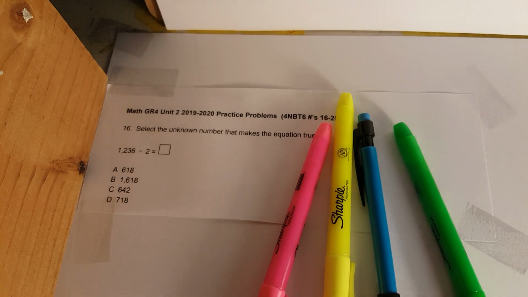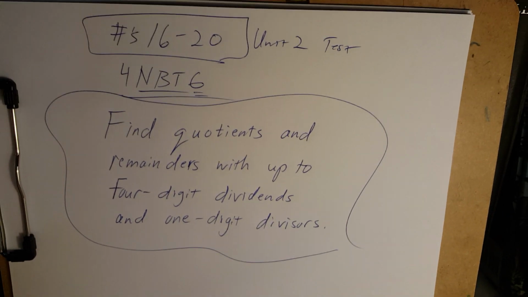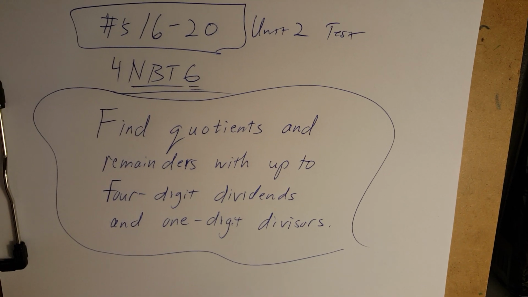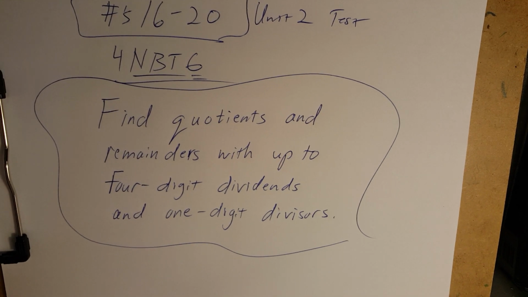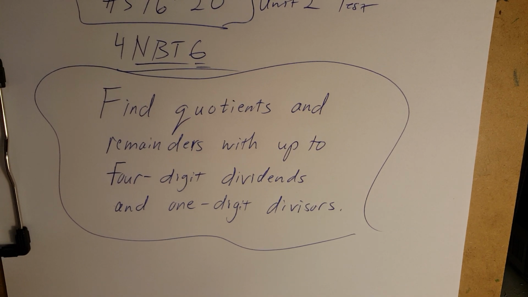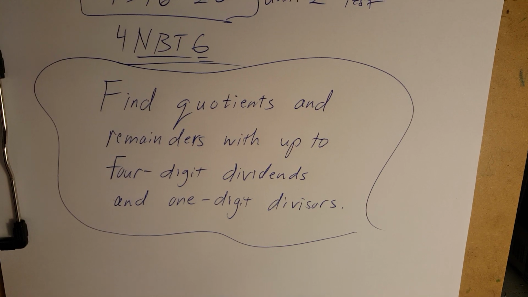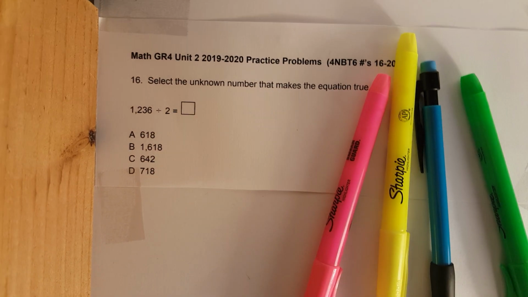Moving on, next standard, we are on problem number 16. 16 through 20 will focus on standard 4.NBT.6: find quotients and remainders with up to 4-digit dividends and 1-digit divisors. That's a lot of big words. Let's just see it in action.